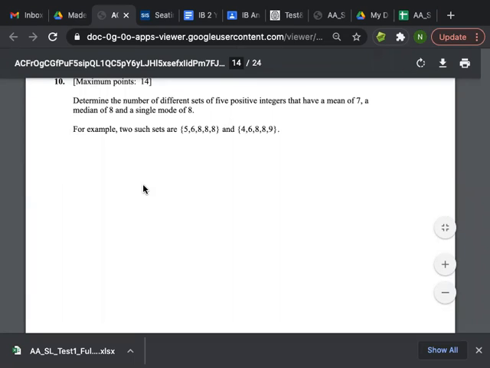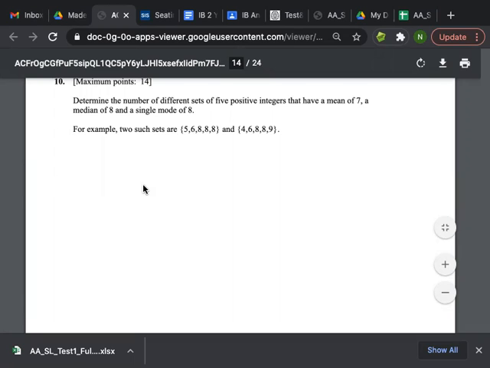They have 5 positive integers. They always have a mean of 7, a median of 8, and a single mode of 8. For example, 2 such sets, they give examples. Okay, we're gonna break this down by pieces. I'm gonna start at the end because that's easier. A single mode of 8.